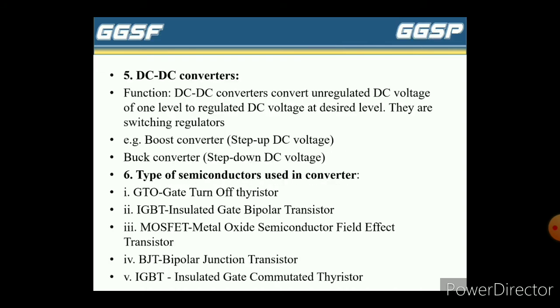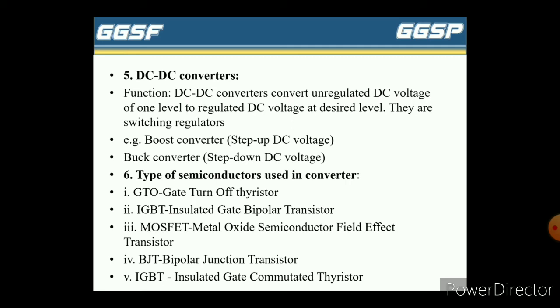The DC to DC converter. Function of the DC to DC converters: convert unregulated DC voltage of one level to regulated DC voltage of the desired level. They are switching regulators. For example, a boost converter steps up DC voltage, or a buck converter steps down DC voltage.